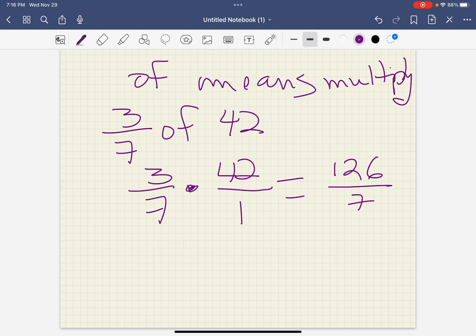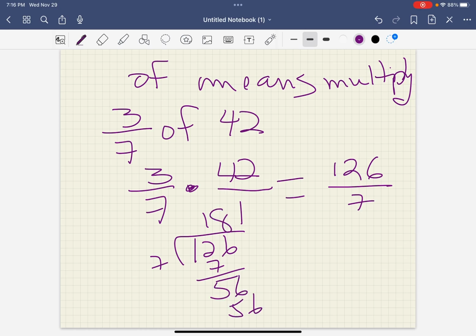And then let's see if that reduces. 126 divided by 7 goes in there once. Yes. 18 times 7 is 126. So this reduces to 18. So you multiply the numerators, you multiply the denominators, and then you simplify the result.